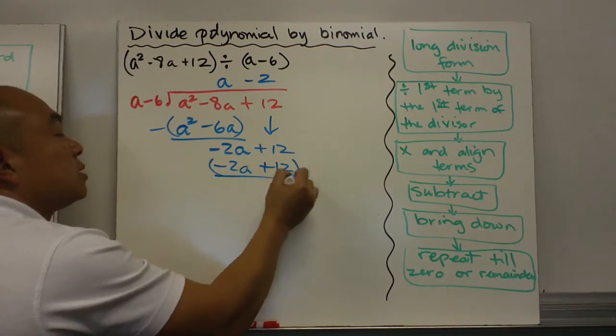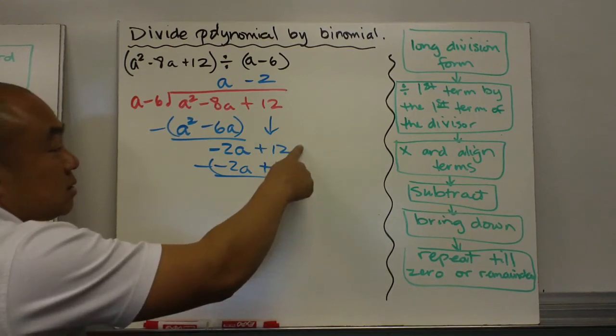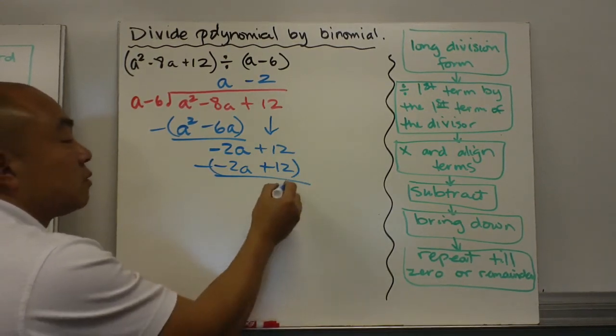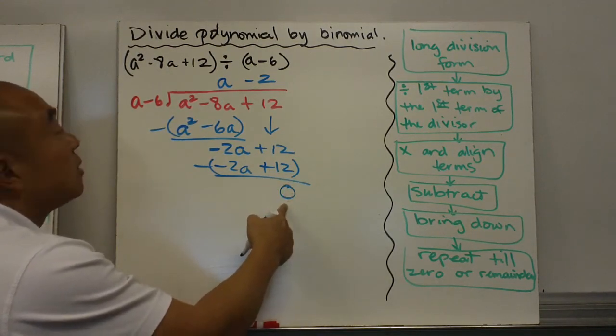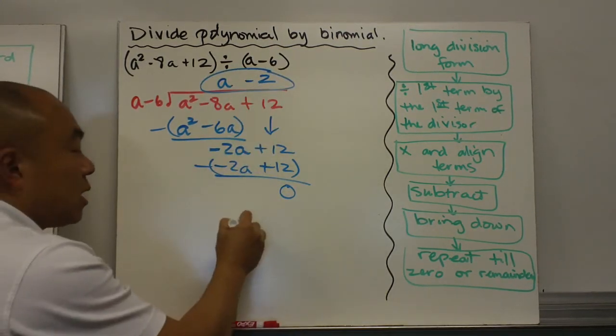Now again, you are subtracting this entire term. So what you're really doing is you're taking this, subtracting it, so you now have 0. No remainder. Your 0 is your end, so that is your answer, a minus 2.